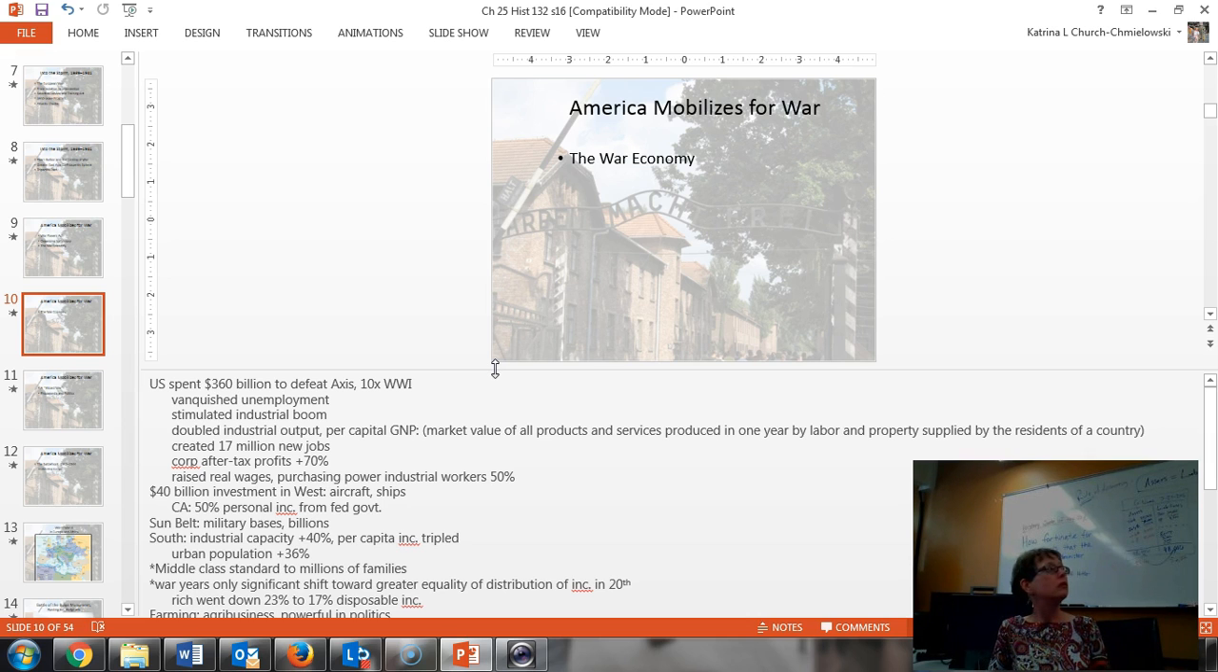Is it adjusted for inflation too? Is the dollar still the same then as it was in World War I? That's a great question. It is in World War II dollars. So, no, it really wasn't adjusted. These numbers aren't really adjusted.